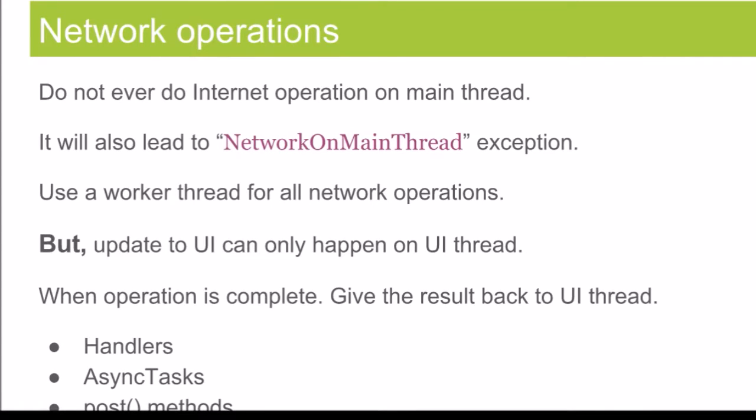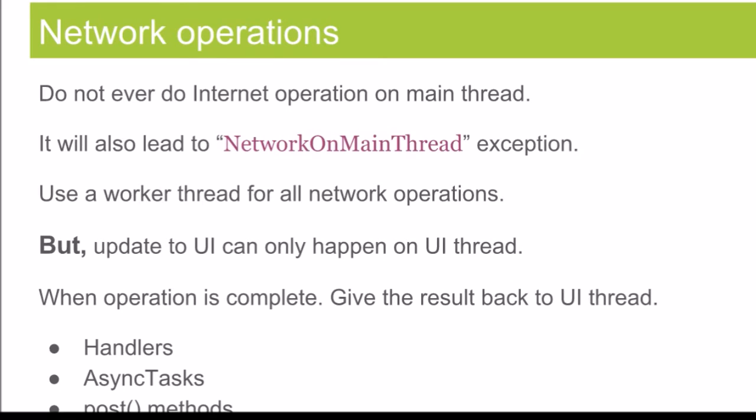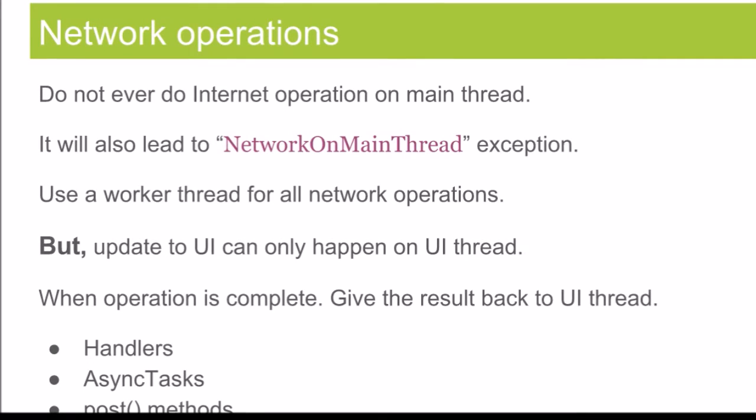But while handling the network operations in a background thread, we would also have to take care about updating the UI in the main thread, because if we update the UI in a background thread, it will also lead to a crash, because the UI cannot be updated from a background thread and can only be updated from the UI thread. So when the operation is complete, we'll give the result back to the UI thread to display that result and the related UI updates.